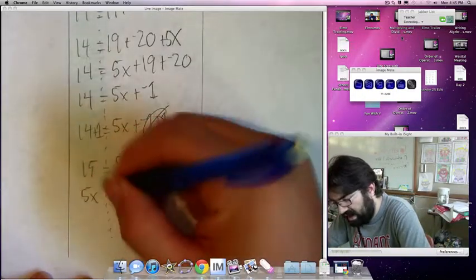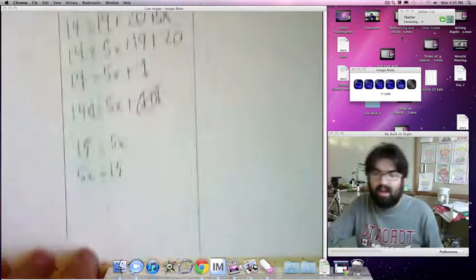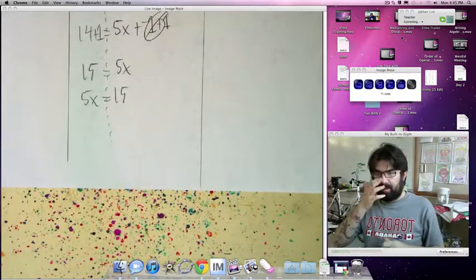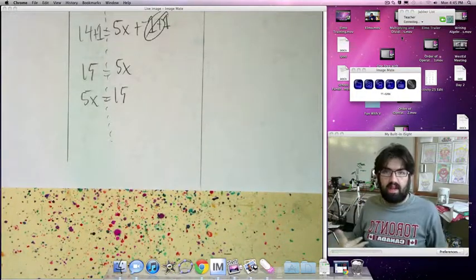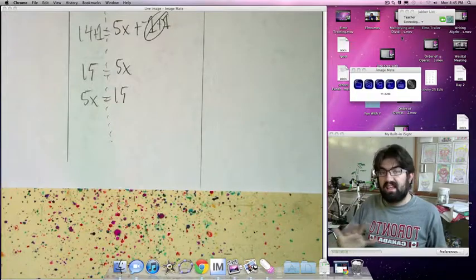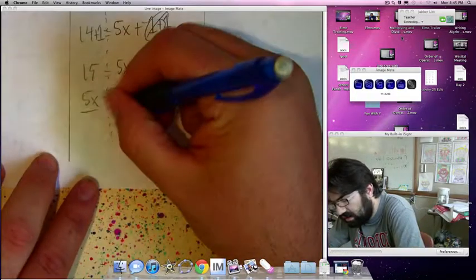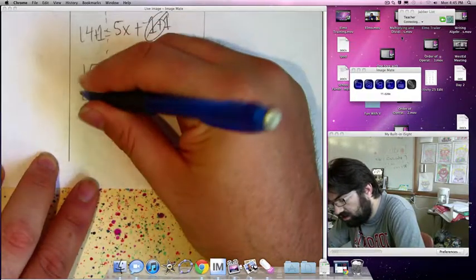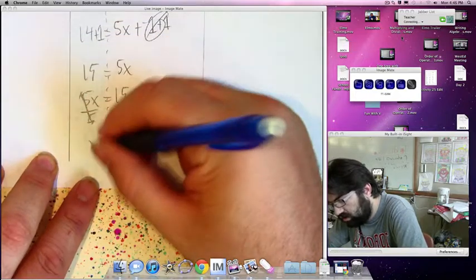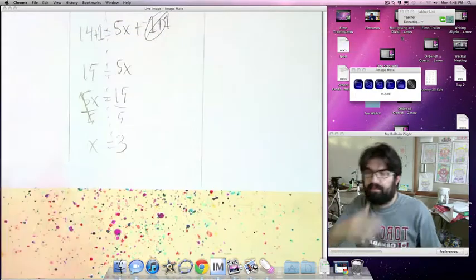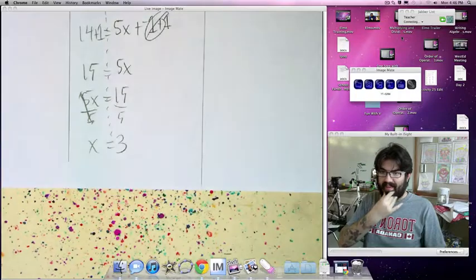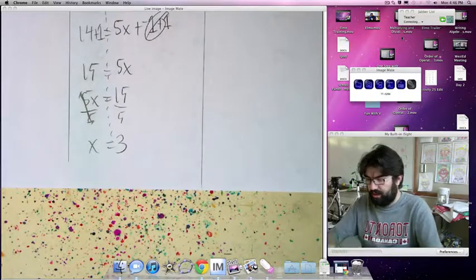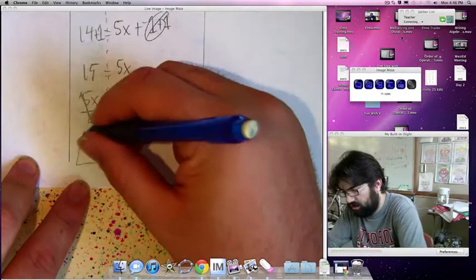I'm going to rewrite and switch around. I'm the type that likes to have x over there. The inverse of multiplying is dividing. So this equals 1, so x equals 3. X equals 3. That's what I think the answer is.